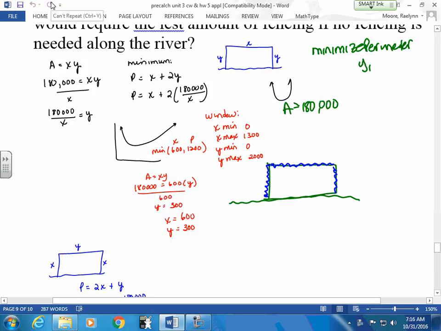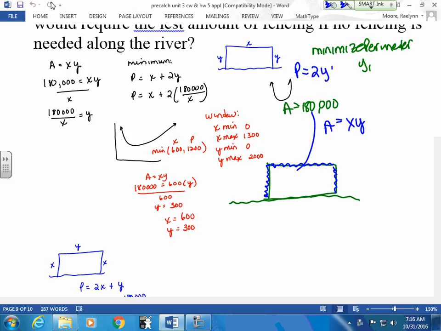Area is still given. So my area is given as, and just set it up x and y. Whether you set it up this way or you set it up this way, it's fine. If you set it up this way, your area is x times y. Now my perimeter, according to this, is 2y plus x, according to my chart. If it was this one, it's going to be 2x plus y. Same thing, your x and y will be reversed.